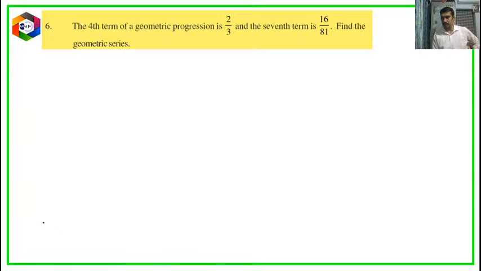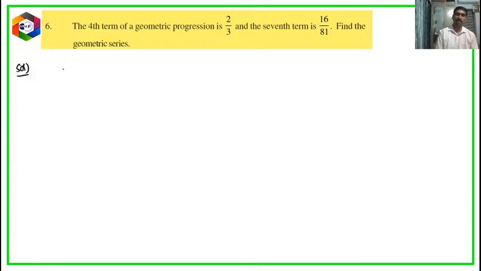So please try to pay concentration and listen carefully. Yes, children. Now try to understand first what is given in the question. Read the question carefully first. What is the question? The fourth term of the geometric progression is 2 by 3 and the seventh term is 16 by 81. Find the geometric series.